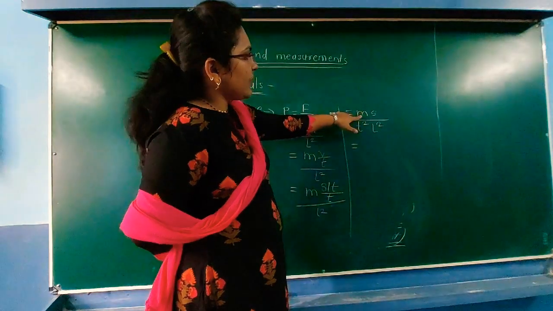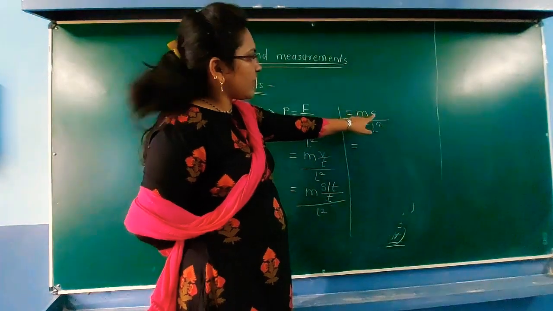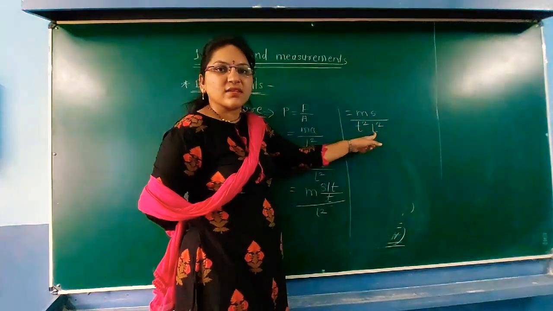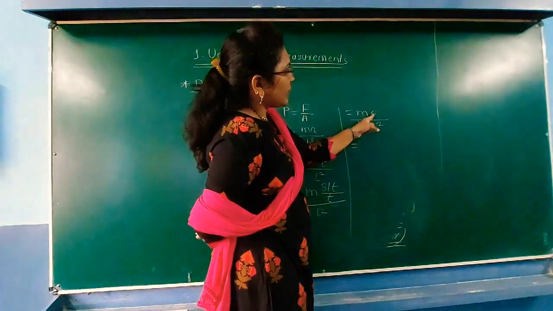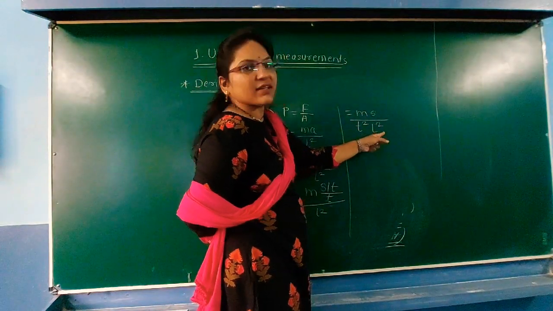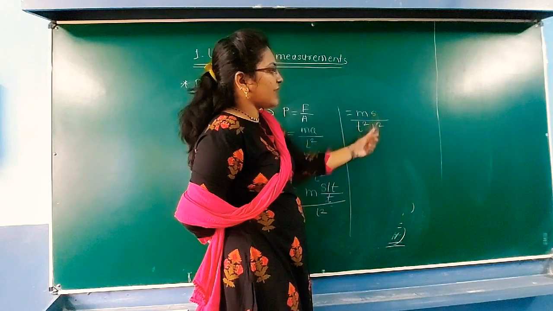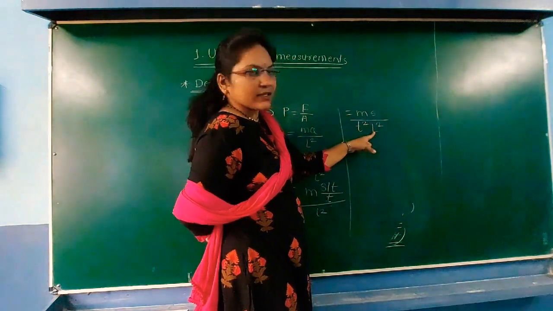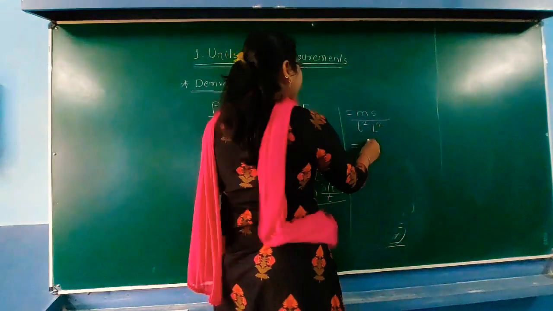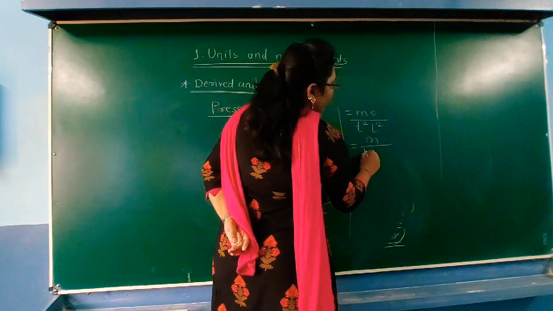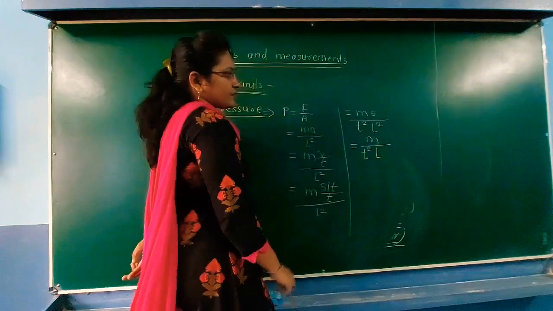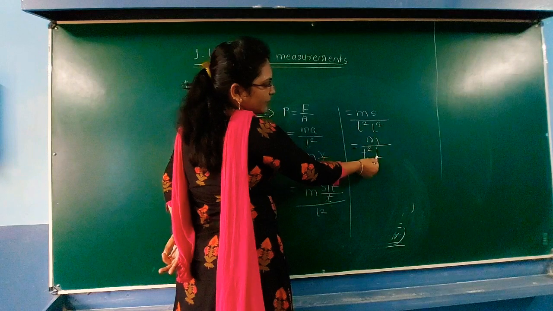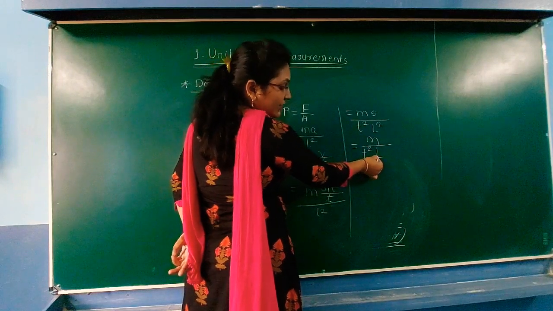Here M is mass, S is distance, T is time, and L is also distance. So what do we do here? Distance upon distance square. S means distance, L means distance. Then distance gets cancelled with distance. Then what remains? M upon T square L. L upon L square becomes L in the denominator.